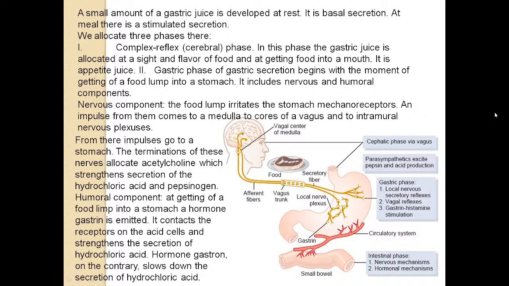Humoral component. At getting of a food lump into the stomach, the hormone gastrin is emitted. It contacts the receptor on the parietal cell and strengthens the secretion of hydrochloric acid. The hormone somatostatin, on the contrary, slows down the secretion of hydrochloric acid.